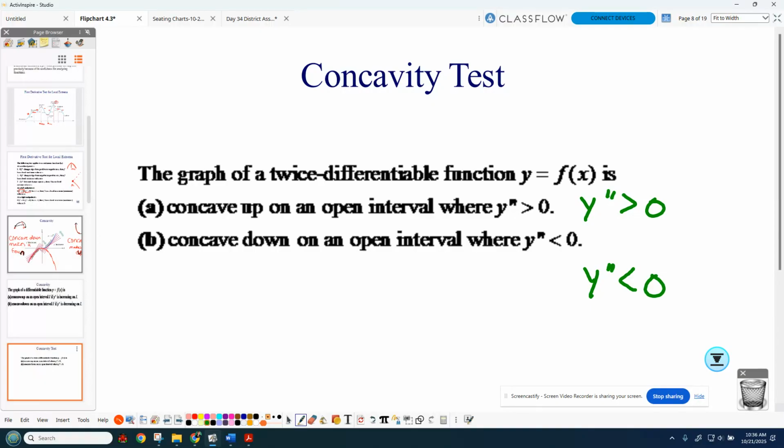And when it's equal to 0, it's a straight line, so it doesn't have concavity. It could be in transition.